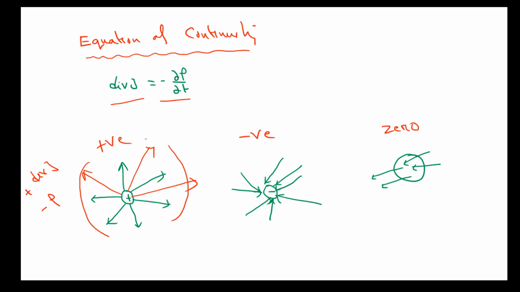Now the next case is negative divergence. Negative divergence means the flux is in the inward direction. When the flux is inwards, it means my density increases. So when my density increases, this is the negative divergence. So in the case of positive divergence, the density decreases. Understood? This is the most important thing.